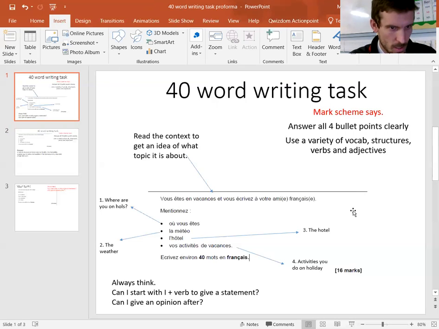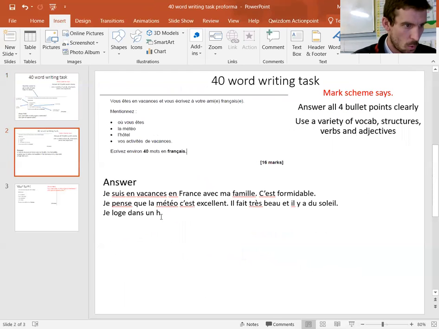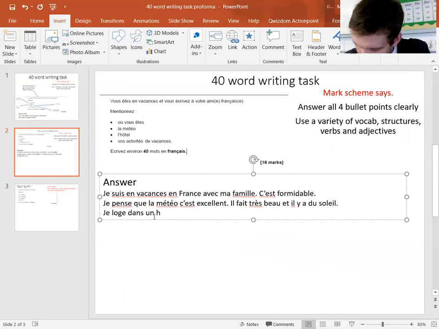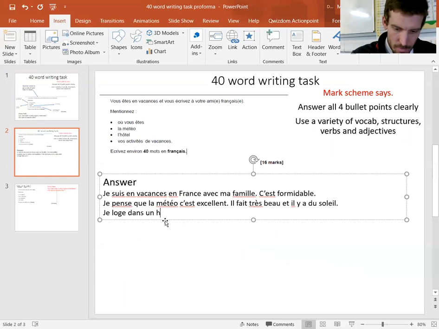Okay, let me look at my thing here. So we could do, it's worth getting it right. Hotel. Okay, we need to have the right accent, which is Alt 147. There we are. Je loge dans un hôtel. Okay, I stay in a hotel. Notice how I've changed the le, because remember the le and the la and the les mean the. I can't say I stay in the hotel. Okay, you say I'm staying in a hotel.